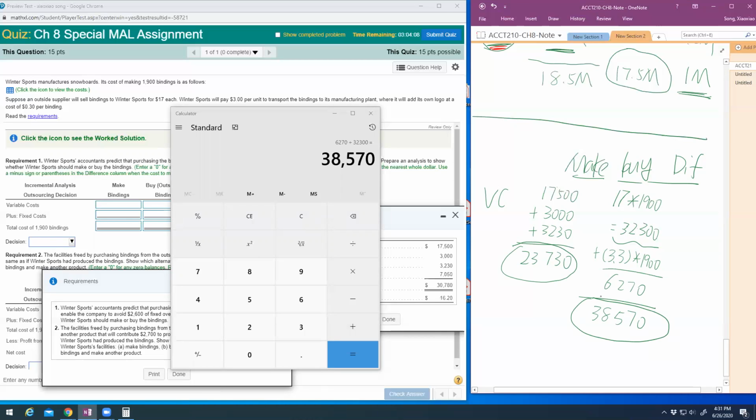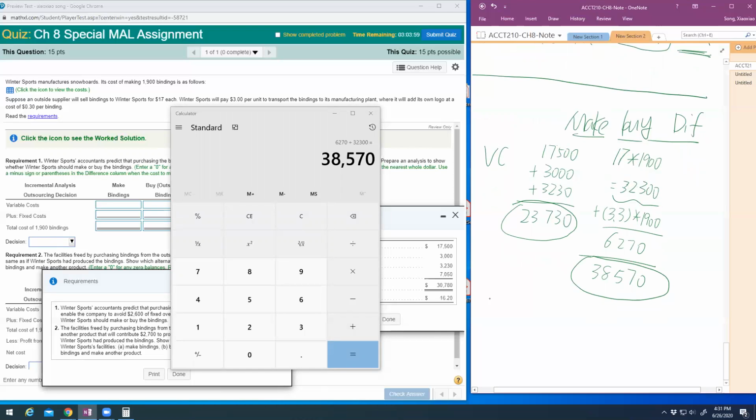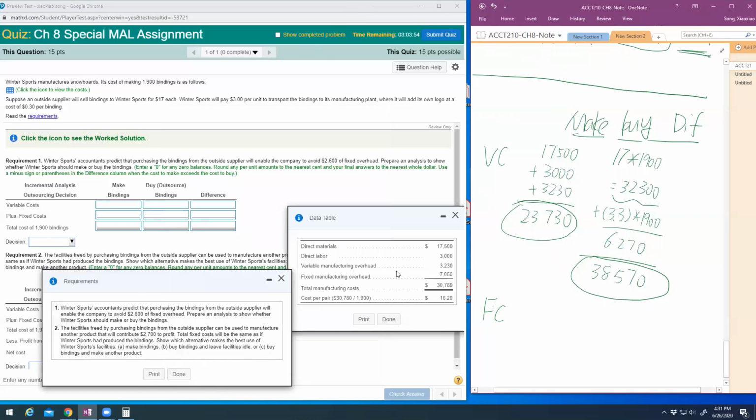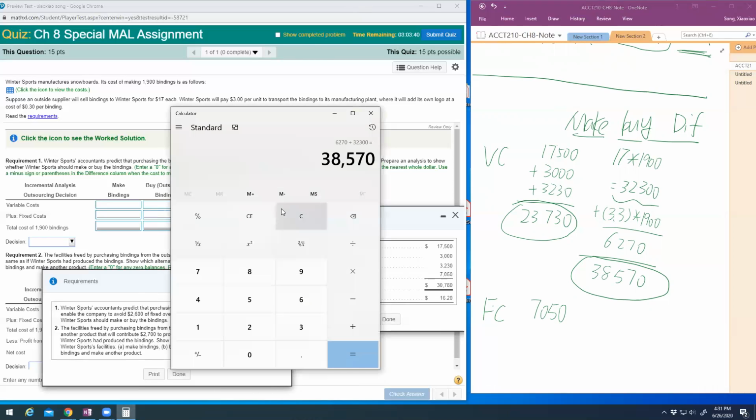And now we need to find out the fixed cost. We talked about the variable cost, now we need to find the fixed cost. If you make, your fixed cost is $70,050. If you buy, you can save $2,600. So 70,050 minus 2,600.